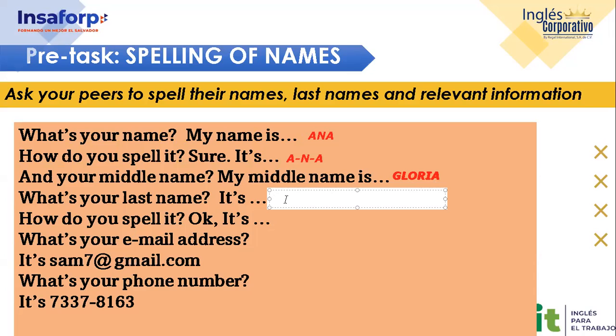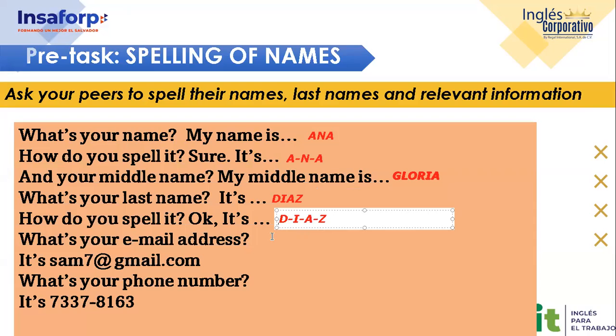¿Qué significa apellido? ¿Cuál es su apellido? Es el surname. Aquí solamente lo menciona, en el siguiente. Díaz. Okay. How do you spell it? D I A Z. Una por una. Okay. What's your email address?